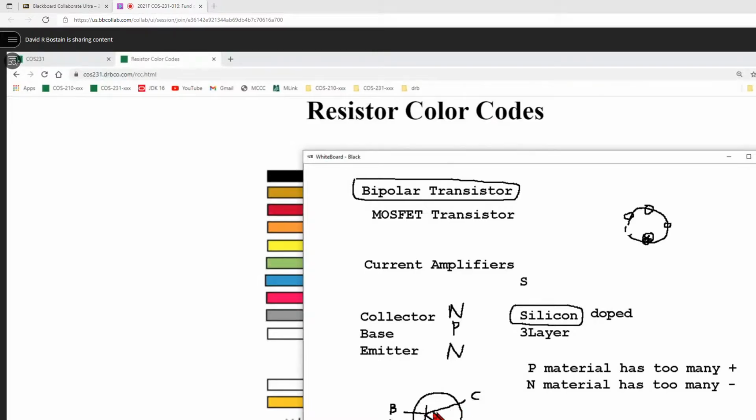The same thing with the base collector here. We have something that's too positive and something that's too negative, perhaps, depending on what we hook it up to. But the material is more negative, so left alone, current could pass out of the transistor.